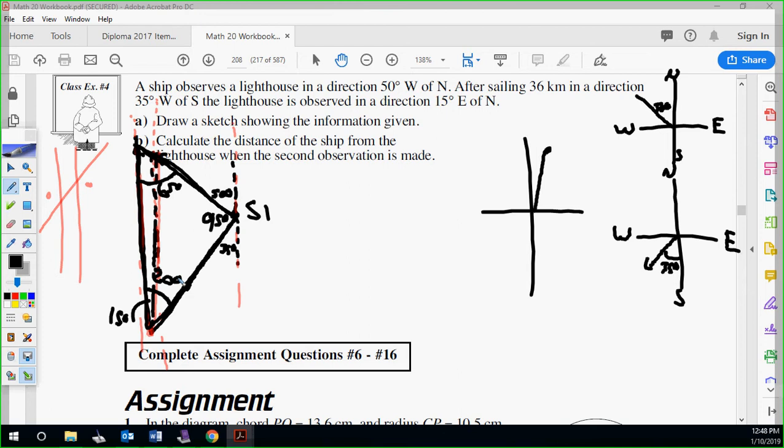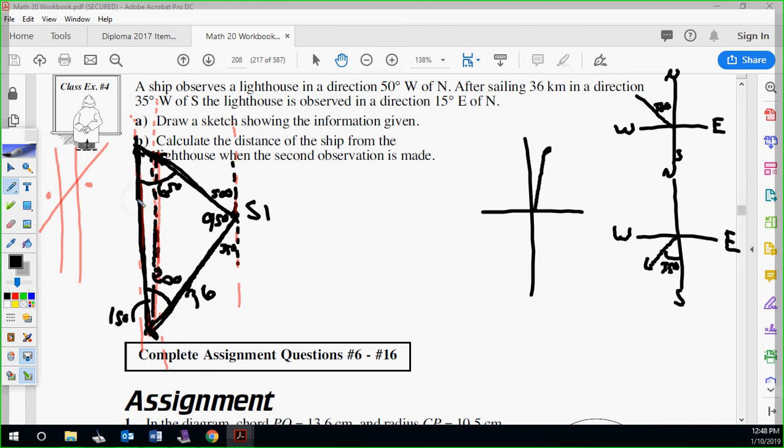Right, and now we can use the sine law. I need to label these here. He traveled 36 here, and that's the only side we know. So now we know the side opposite 65 is 36, so we can figure out what the side opposite 95 is, because we want to know how far he is from the lighthouse. So here, we're trying to figure out this location here.